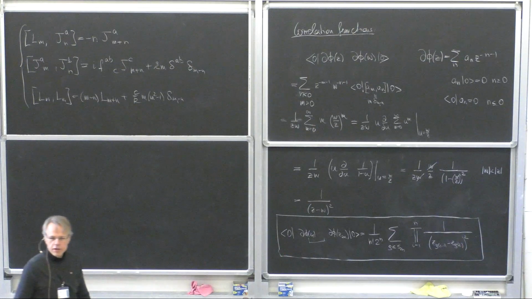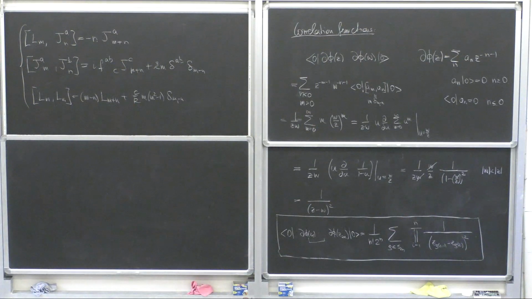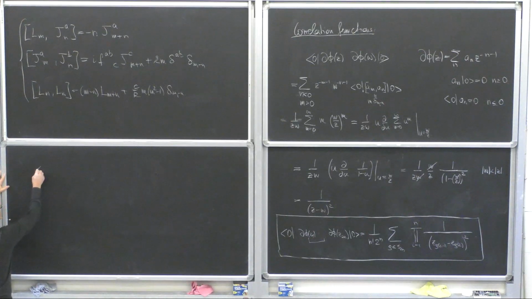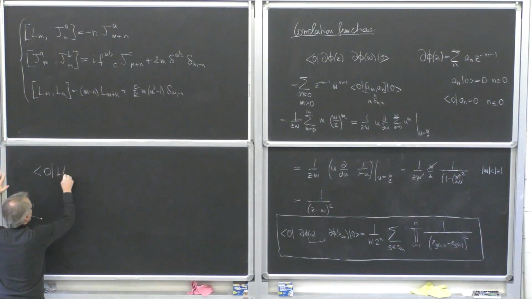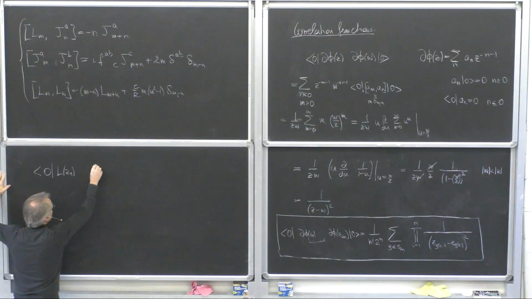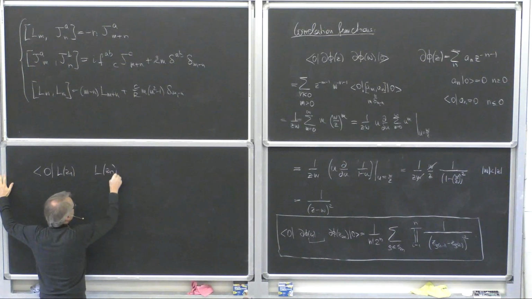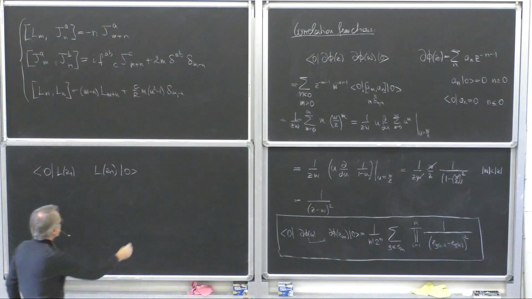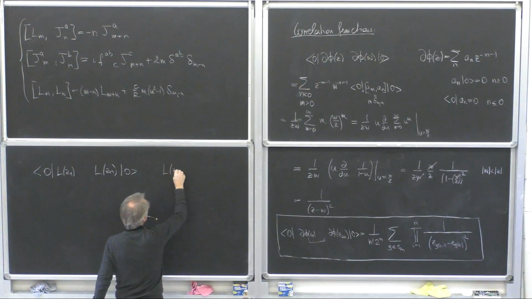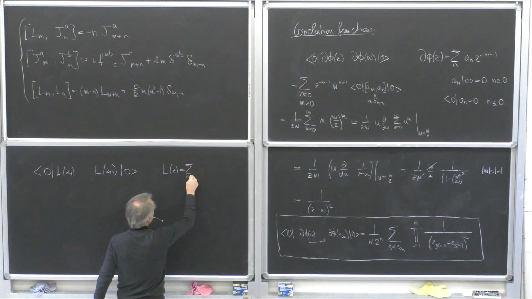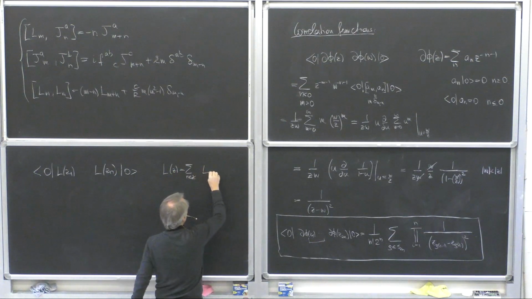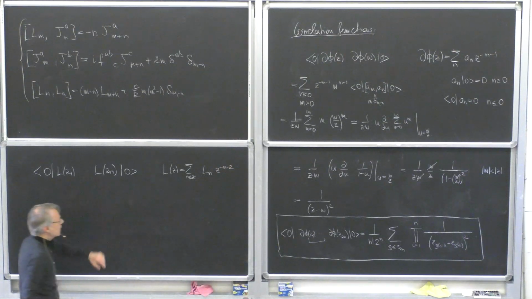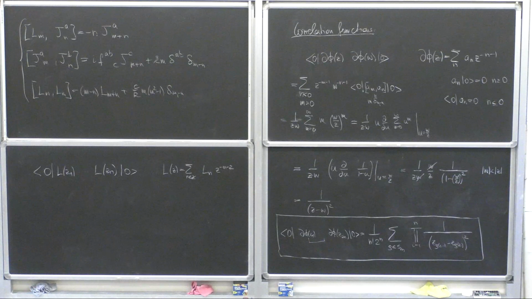Okay, so the next example, let's look at the correlator of the L's. So what about the vacuum expectation value ⟨0| L(z1) ... L(zn) |0⟩? Well, there we can do basically the same thing. L(z) is the sum over n in Z of L_n z^(-n-2). So you just plug this in, then you have a sequence of L's.